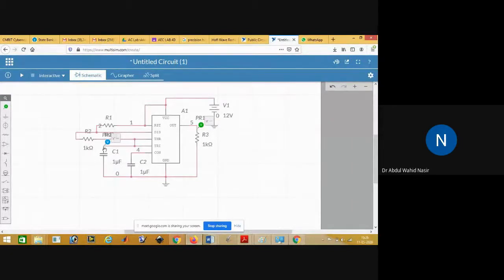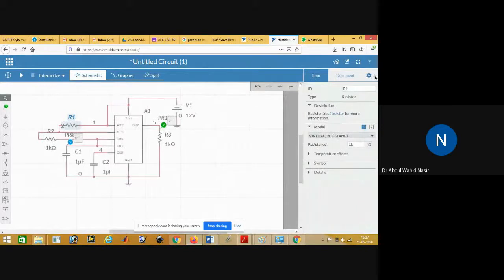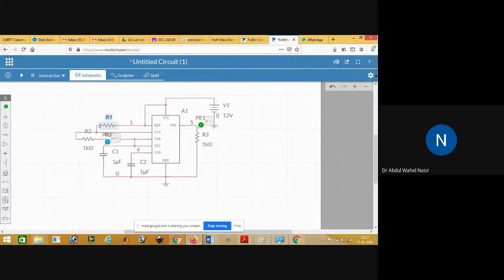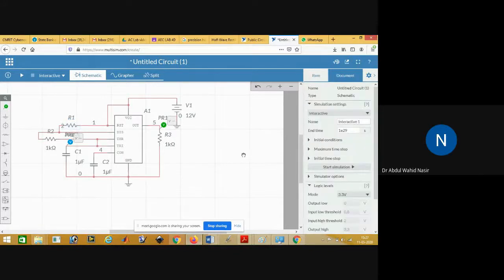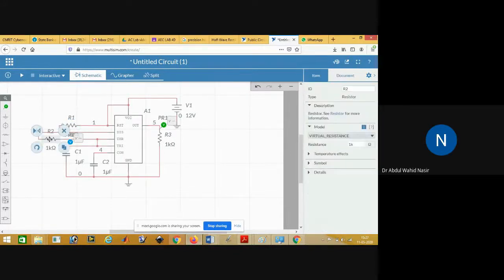Now we will set the parameter values, the passive component values. R1 and R2 are the same, 33 kilo. If you click R1 and select settings, then its values and properties will appear. The default value of R1 is 1K. We will change it to 33K. Similarly, R2 also we will make 33K.